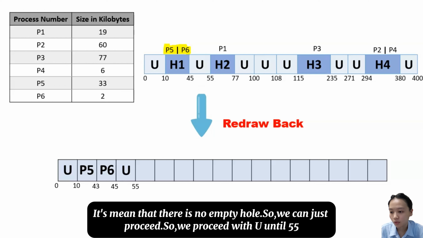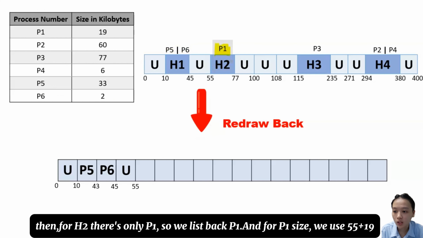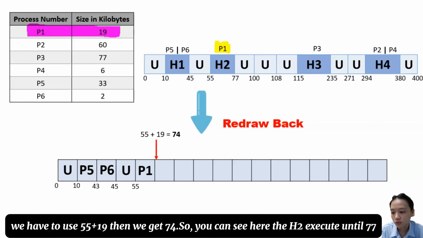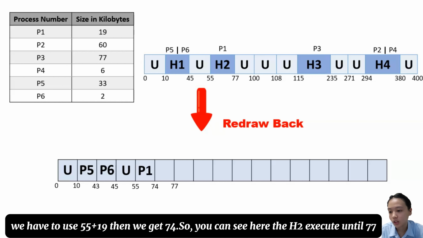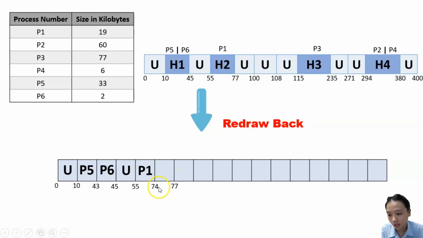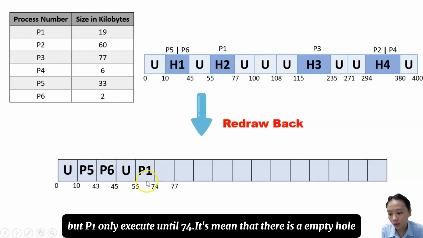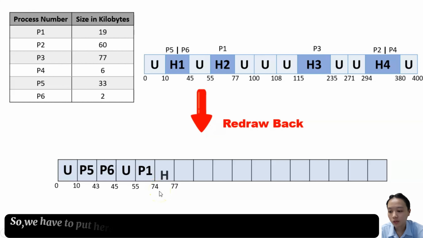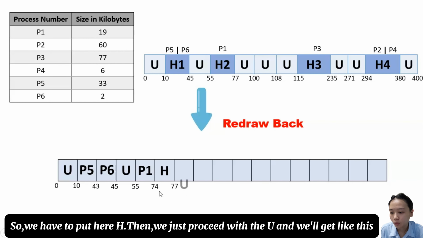So we proceed with U until 55. Then for H2 there is only P1, so we list P1. And for P1 size we have to use 55 plus 19, then we get 74. So you can see here the H2 execute is until 77, but P1 only execute until 74, so it means that there is an empty hole, so we have to put hole here. Then we just proceed with the U and we will get like this.